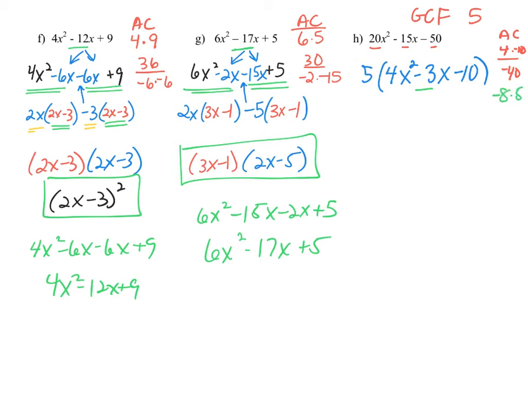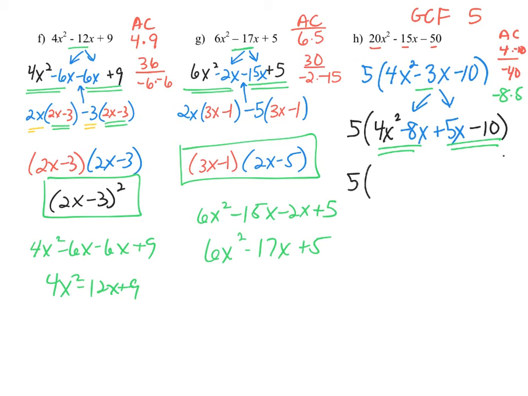So we can split up that middle term. Don't forget to keep that greatest common factor out in front. That first term stays as 4x squared, and that last term stays as negative 10. We're splitting up the middle term into a negative 8x and a positive 5x. And then within the polynomial in the parentheses, we're grouping the first two and the last two terms. Don't forget to keep that 5 all the way out in front.